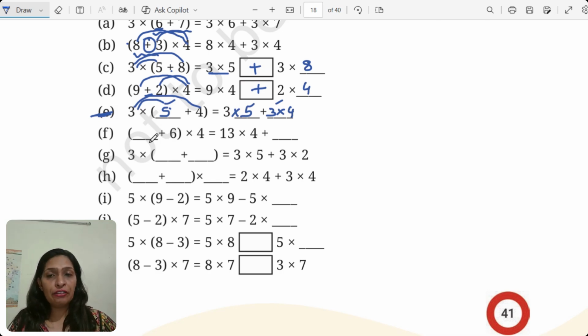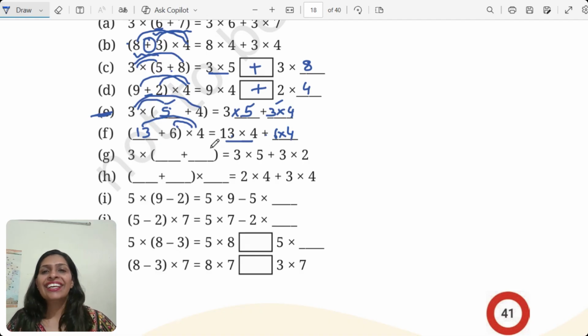Now let's begin with the F part. Again, this is 13 multiplied by 4, so the first number needs to be 13. In between we have the plus sign, and then the second one is going to be 6 multiplied by 4. All right, I hope you are understanding this. Next, we have already done this part and we have to bring it into the bracket now. So what is common here? Here also we have 3, here also we have 3.